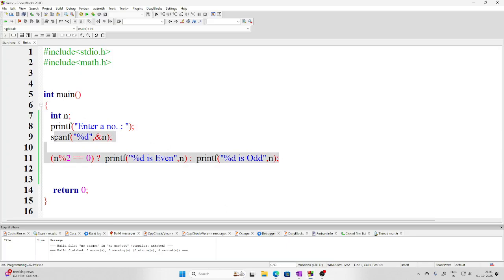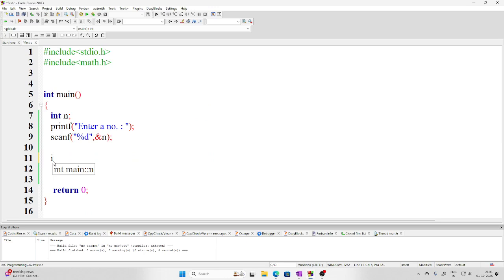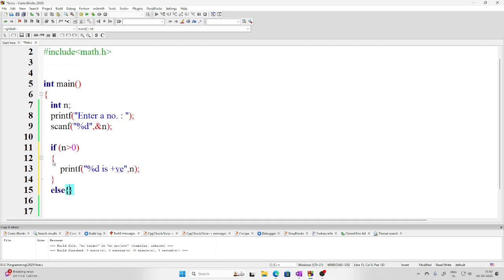So first I am having one number. Now, if the number is positive, meaning the number is more than 0, then what do I have to do? I have to simply write printf "%d is positive", comma n. Okay, now if this becomes false, else.